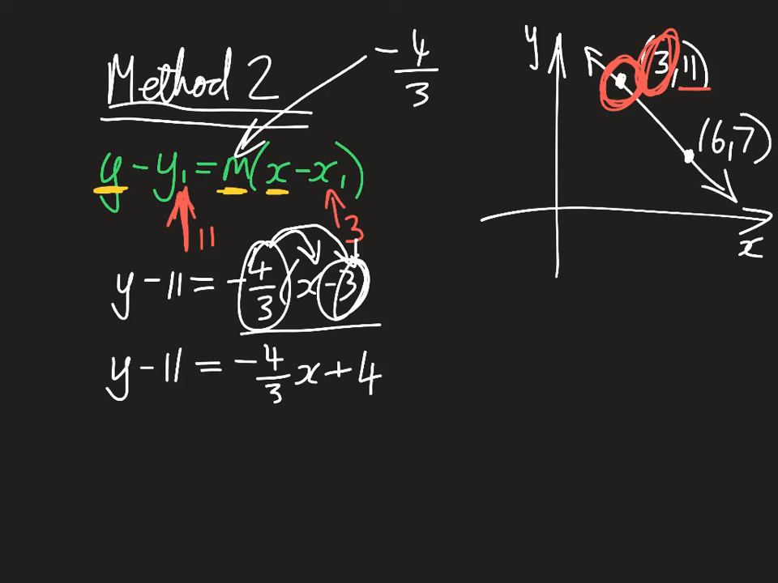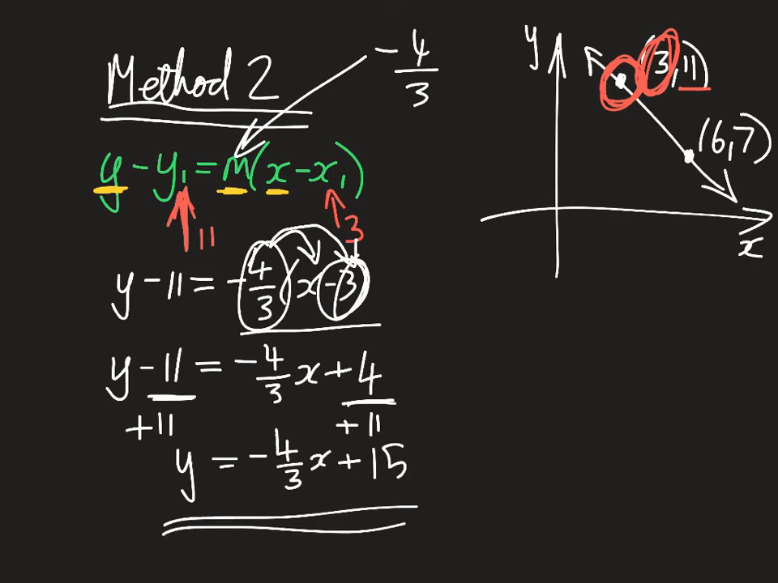All right. Now what we're going to do is just collect our number from this side, the negative 11, over to this side, and then we should have our equation. So to do that, I'm going to add 11 to both sides, plus 11, and we find that on this side we're left with y equals minus 4 over 3x, and 4 plus 11 is 15. And you should recognise that that is exactly the same answer as we got for our last problem.